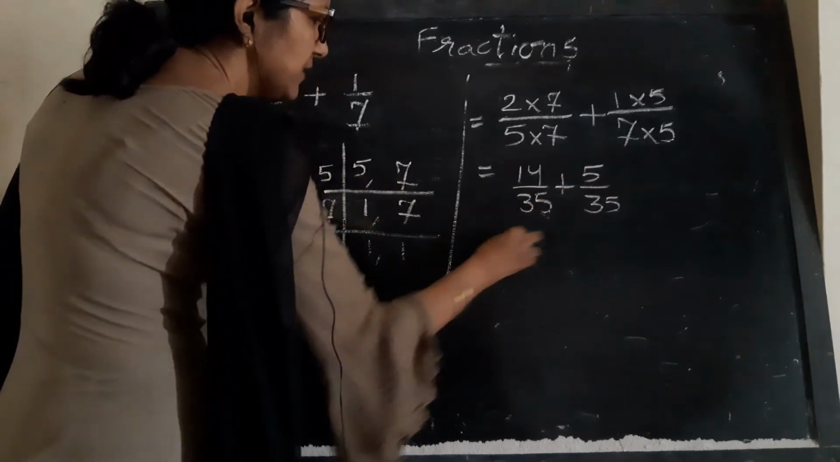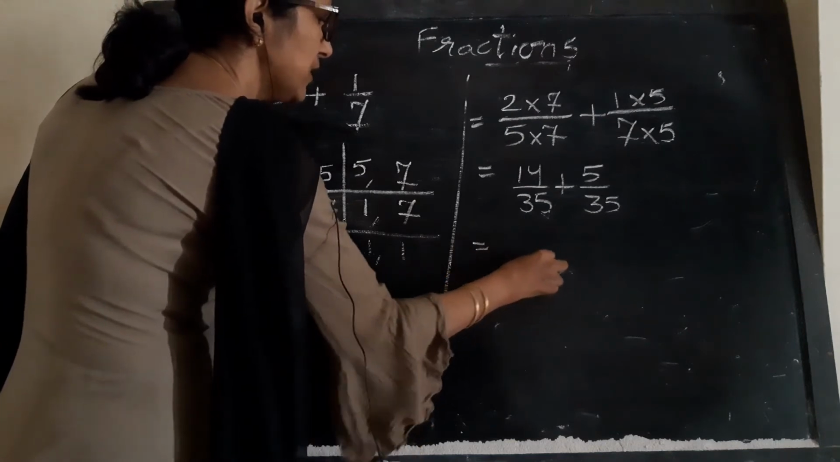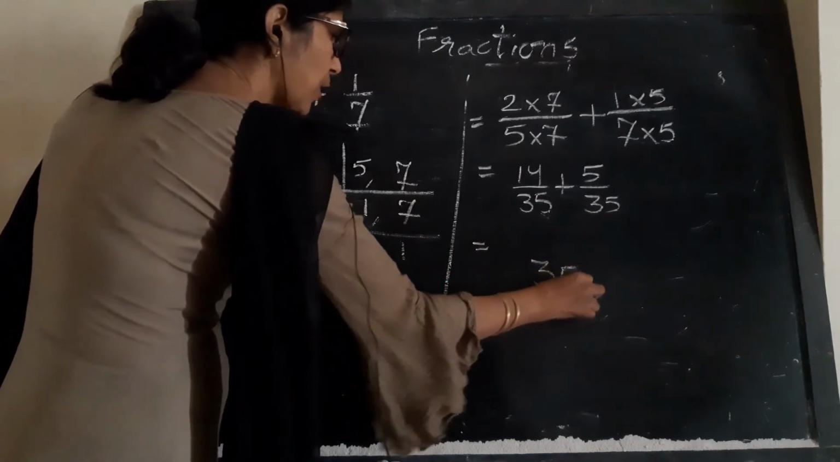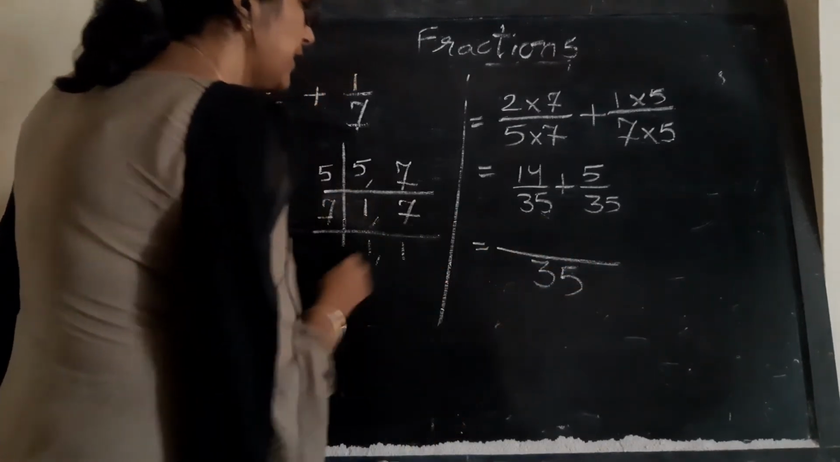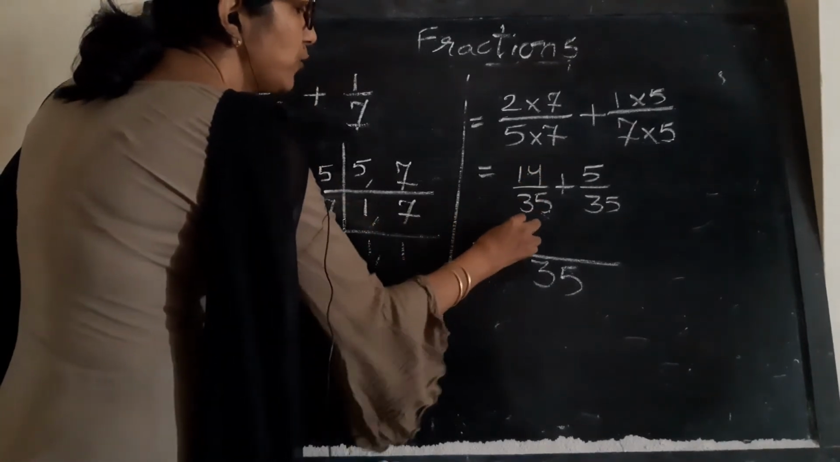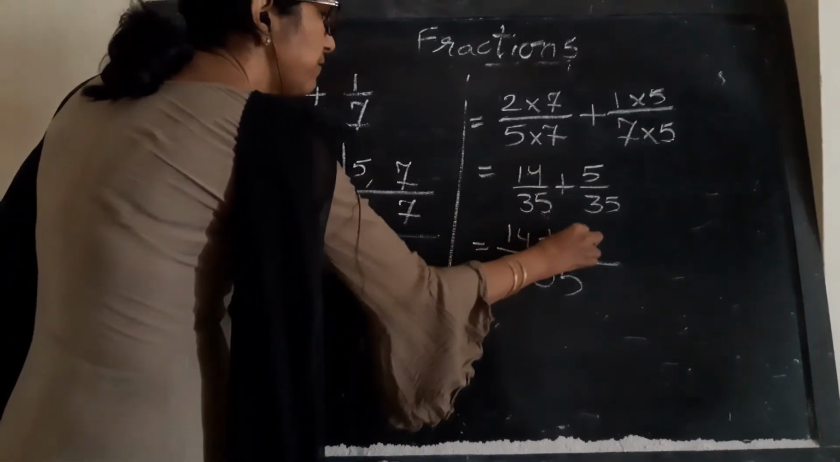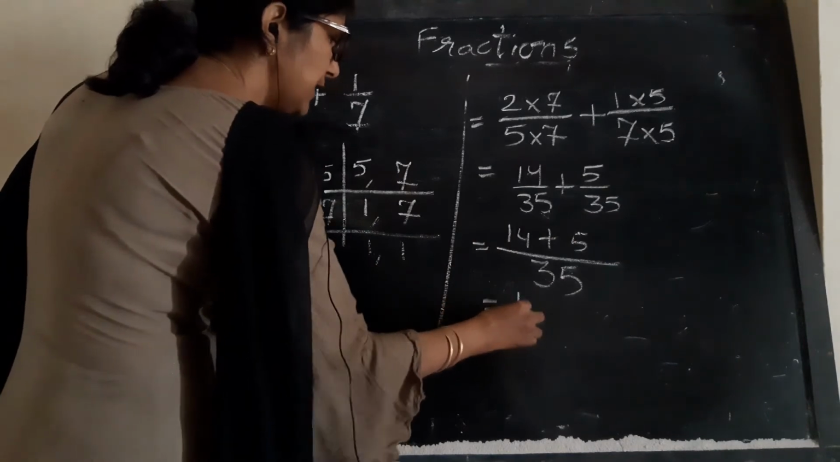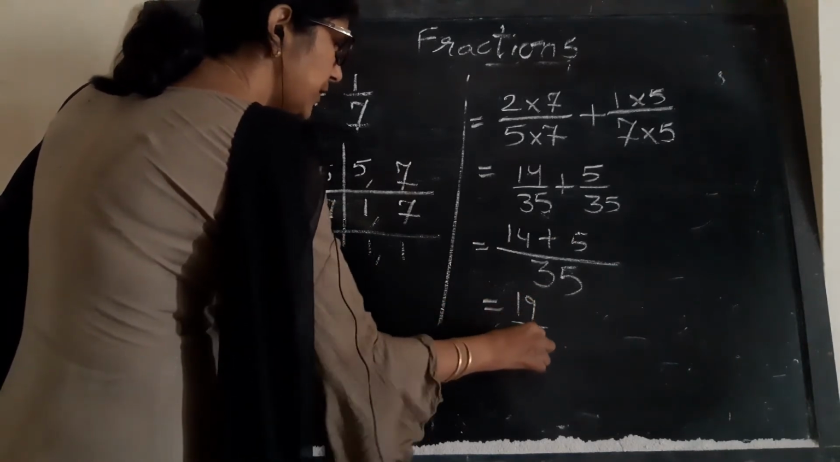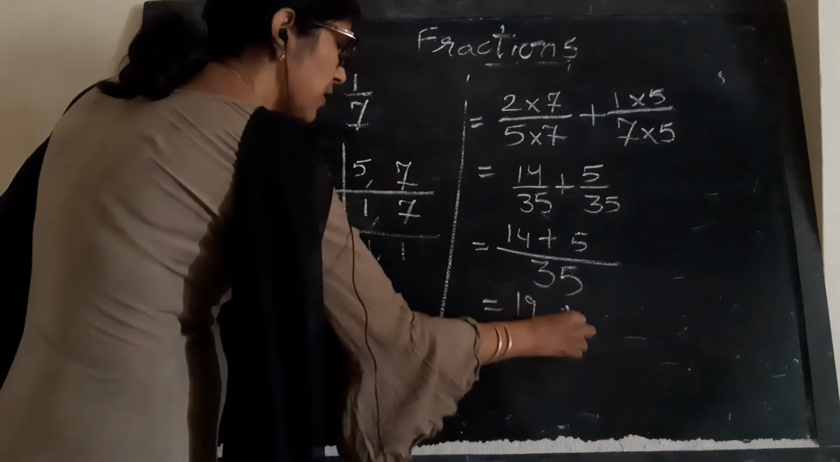Now the denominators are the same. So we are on an easy step now. Copy down this 35, drag the line. Copy down the numerator. 14 plus 5 is equal to 19 upon 35. And this is your answer.